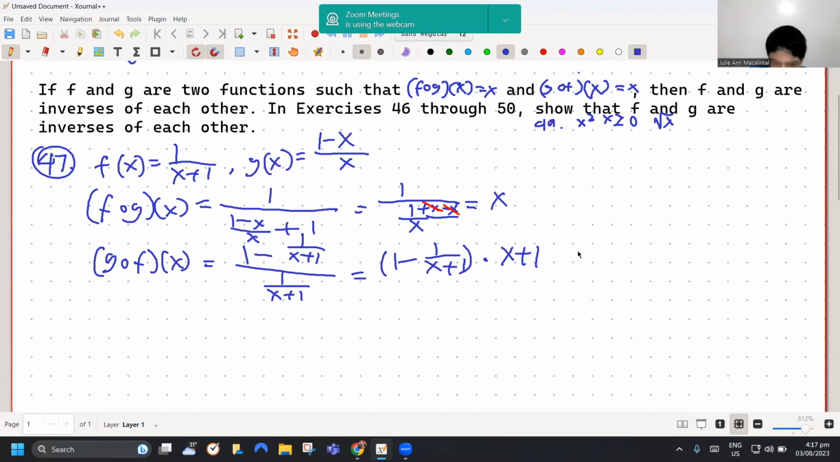Okay. So, kung ganito pala. Teka, maglagay ka ng parenthesis. Ang itsura niyan ay 1 minus 1 over x plus 1 times x lang.